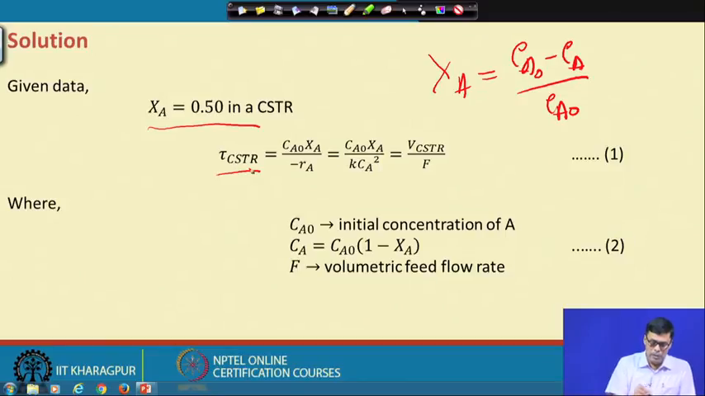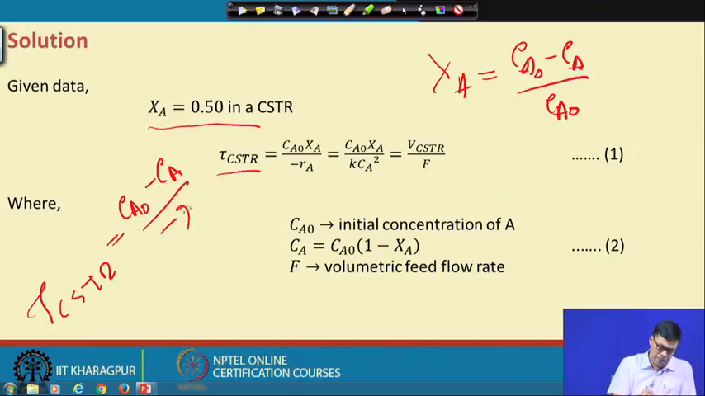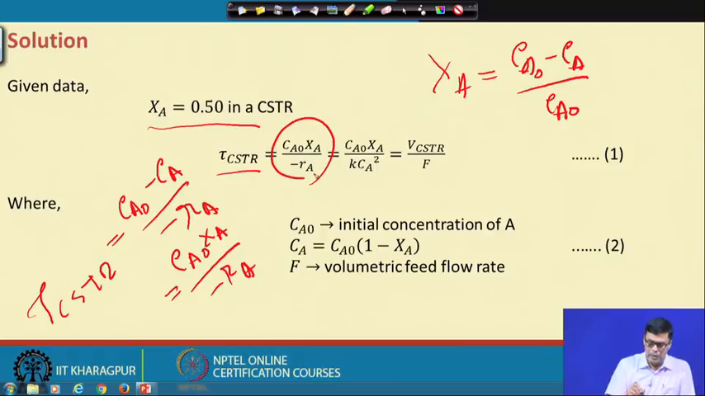Tau CSTR equals, I told you, (C_A0 minus C_A) by R_A. Now, this is equal to C_A0 into X_A by R_A. So this is how it has come, and then the rate of reaction is k into C_A squared, and this should be equal to V by F, what I told you previously.